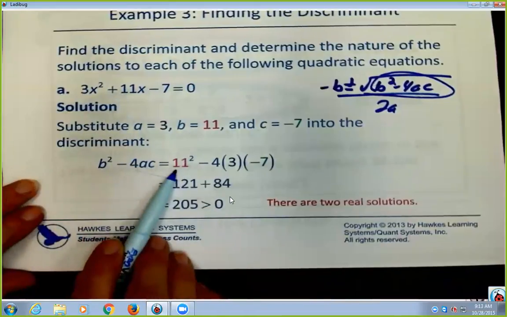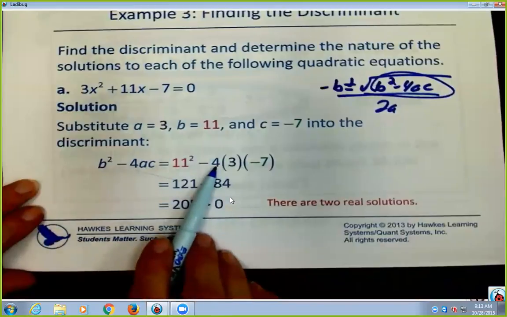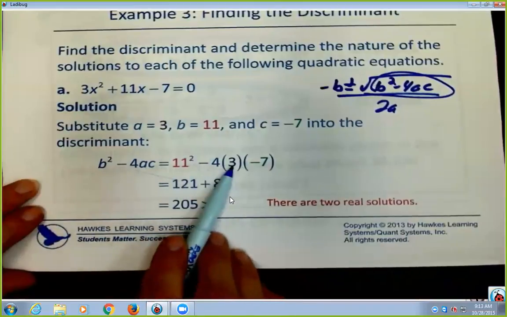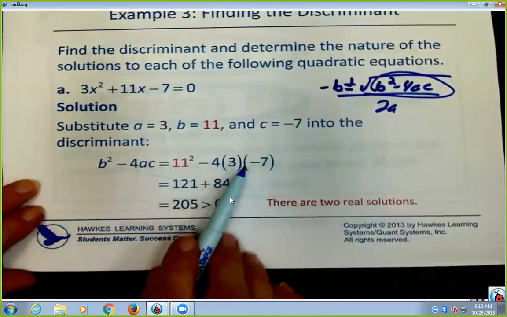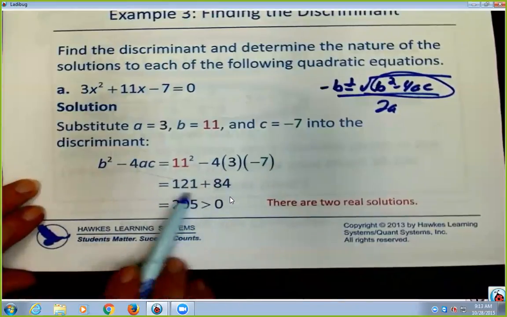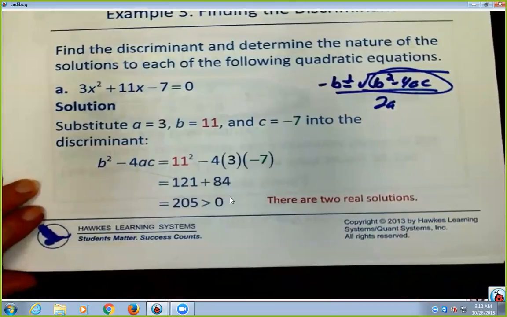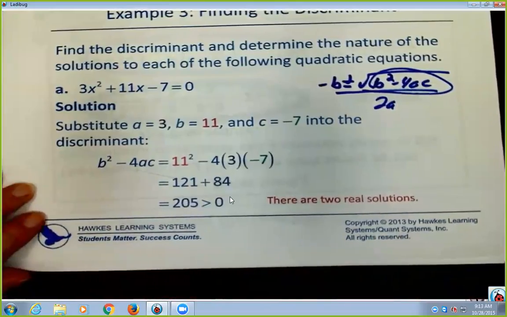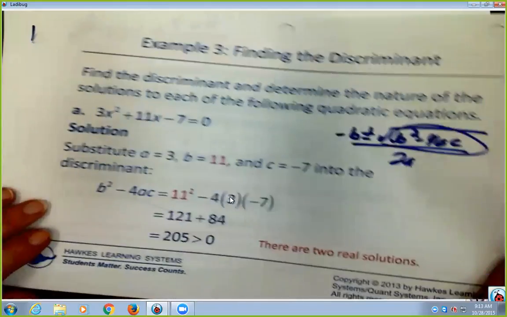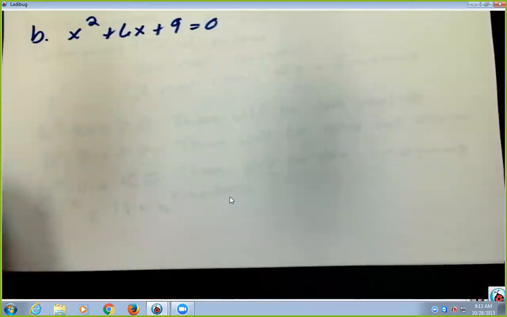B was 11, squared, minus 4, A was 3, and C was a negative 7, and came up with 205, which is greater than 0, and therefore there's 2 real solutions. So if it's greater than 0, that's what we end up with for that discriminant. So what happens with this one?